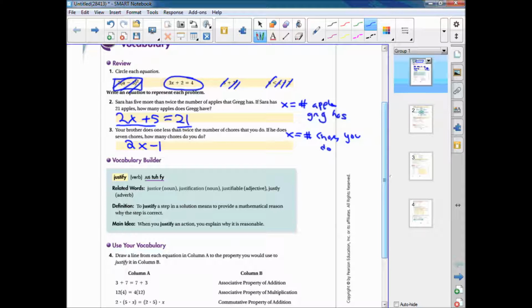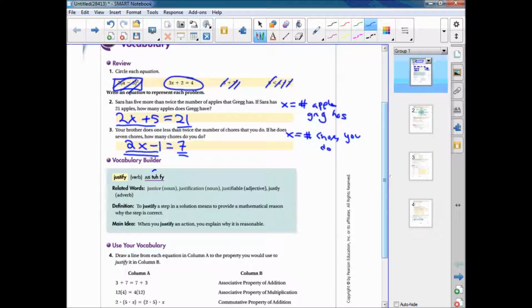All right, if he does 7 chores, so he does 7, how many chores do you do? So here's how many chores he does, and here's how many chores he does in terms of your chores. So you could solve this to figure out how many you do. Okay. All right, vocabulary builder.